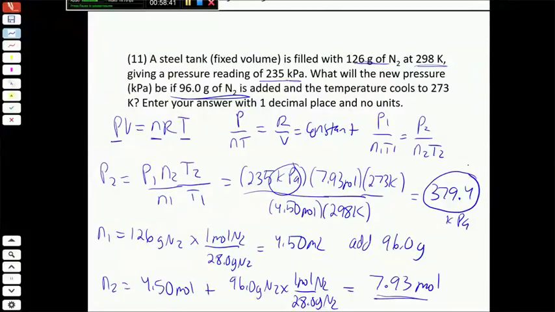So the biggest caveat here was to make sure we knew that whenever we're using PV equals nRT, it's always in terms of the total number of moles of gas present, not in terms of how much we've added or subtracted, if that's the situation that we're dealing with. Questions on this one?